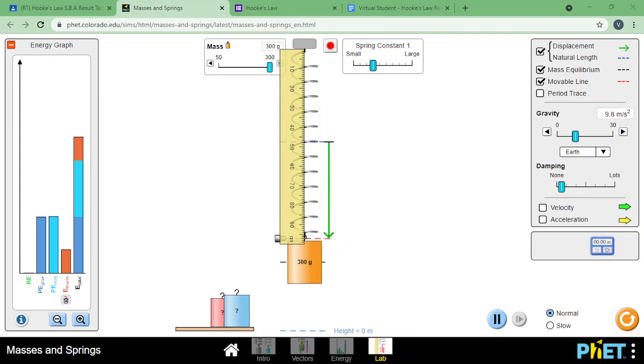I'm just setting up the graph to carry it over for you guys to see.